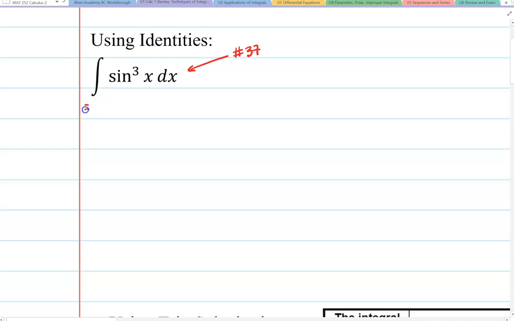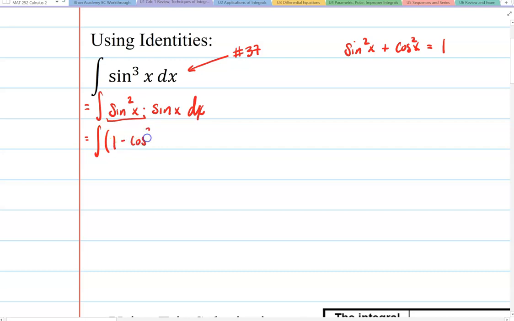First thing that I'm going to do is I'm going to rewrite this integral as sine squared of x times sine of x dx. And I'm doing that because I'm trying to create this sine squared of x. If you recall, we have a trigonometric identity that states that sine squared of x plus cosine squared of x is equal to 1. So I'm going to make the claim that this sine squared of x could actually be rewritten as 1 minus cosine squared of x, and we'll multiply that by sine of x dx.